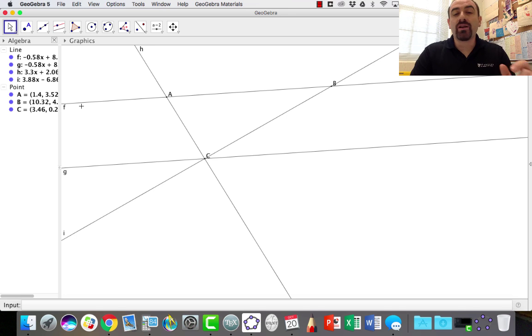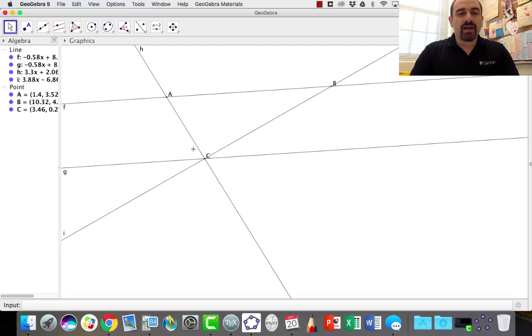So another way to think about this is it's a triangle A, B, C, where I've created a line parallel to one of the sides of the triangle. Okay, but the triangle that I'm interested in evaluating here is triangle ABC. So let's take a look and see what we can find out about this triangle.